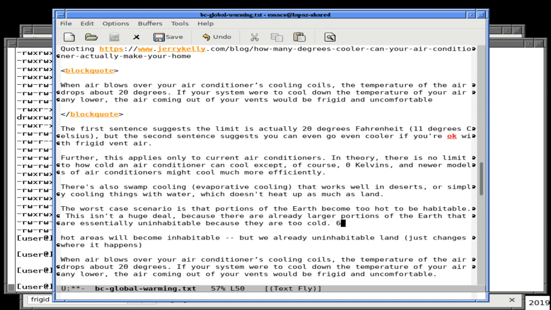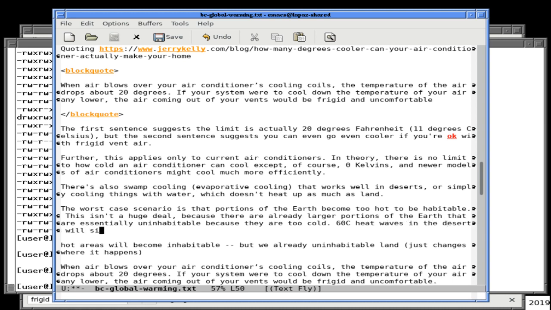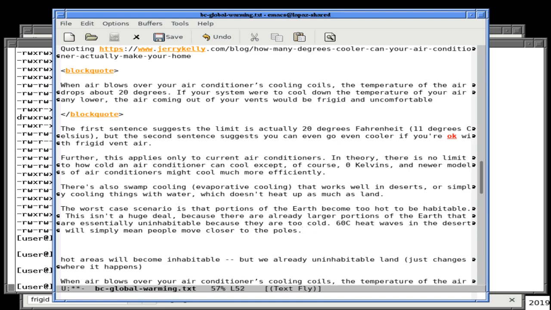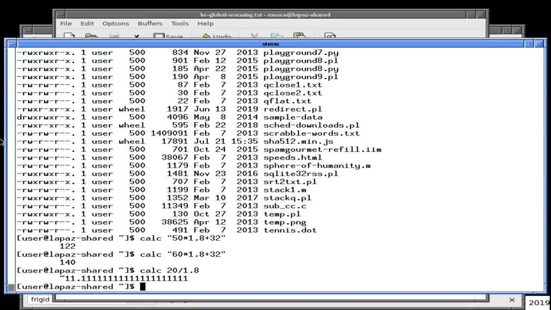60C heat waves, and I know that if you start a sentence with a number, you're not supposed to do this. Heat waves in the desert will simply mean people move closer to the poles. And I could just say they move to cooler areas, but it's going to be Antarctica, basically. This is all just a scheme to introduce socialism anyway.